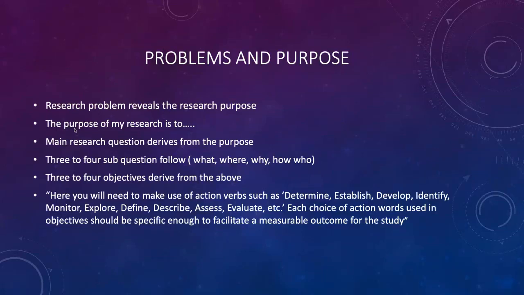Thereafter, you must have 3 to 4 sub-questions. What, where, why, how, who, right? All of those sub-questions must be directly related to your research purpose. And this is where we start to shape our scope. This is where we start to really produce the boundaries within which our study will lie. Then, directly derived from those 3 to 4 sub-questions must be 3 to 4 objectives.